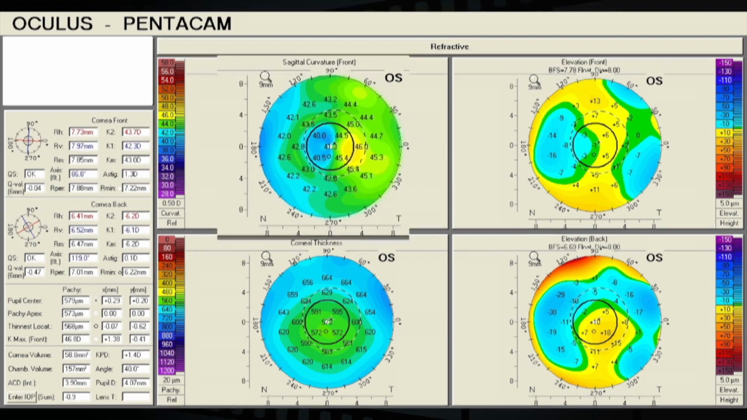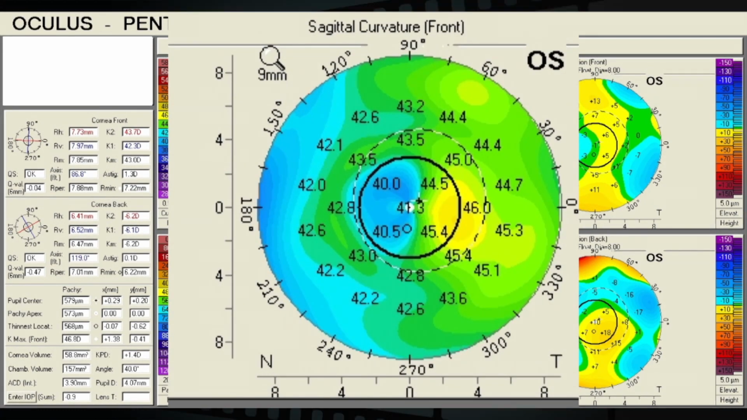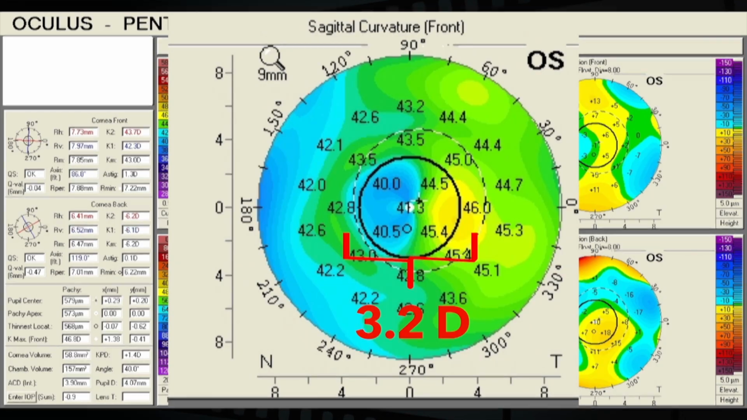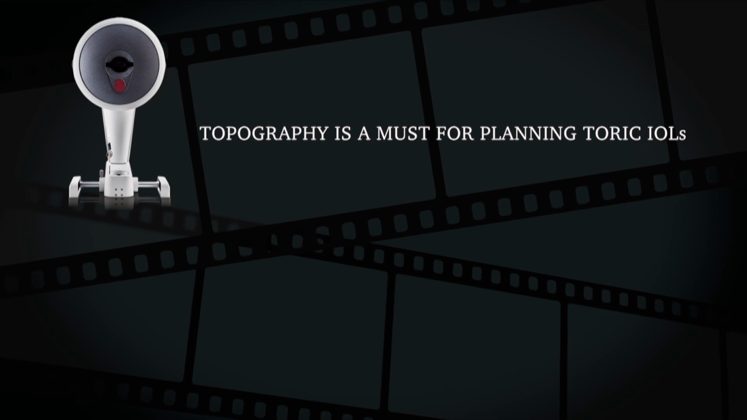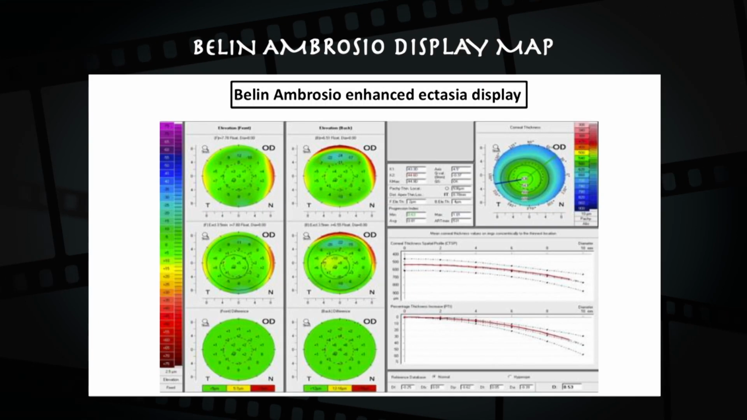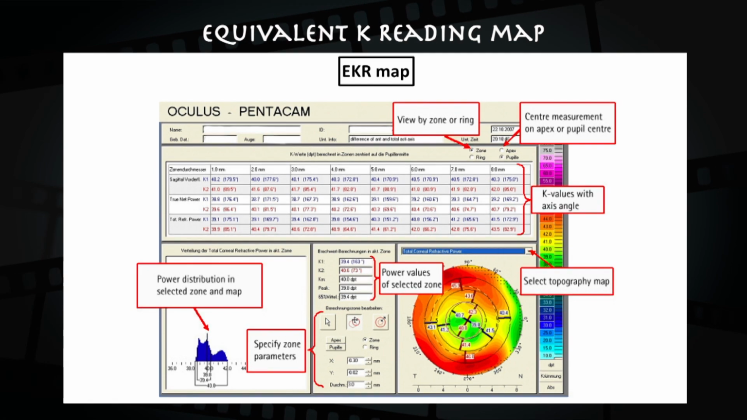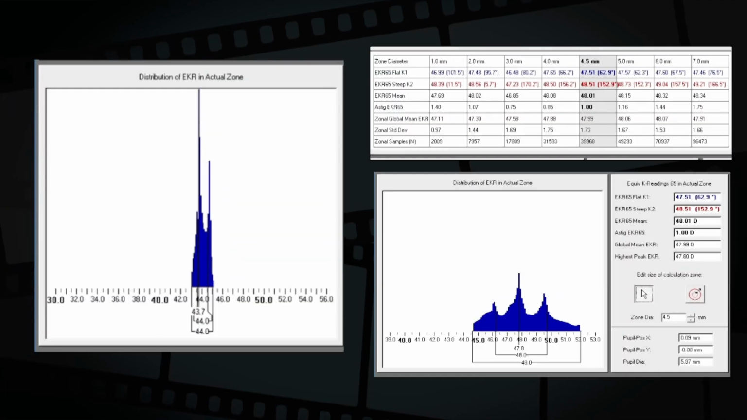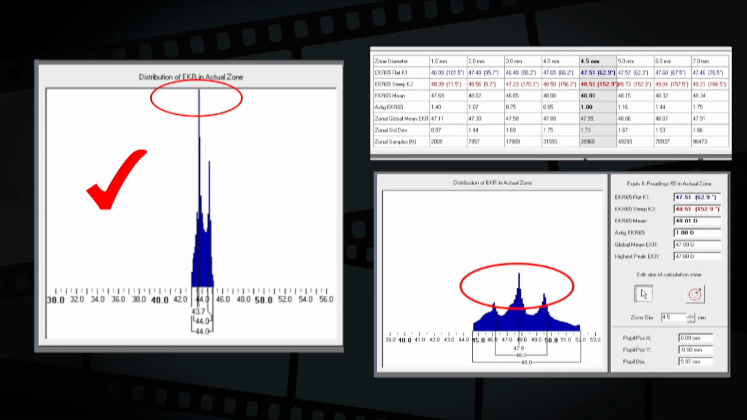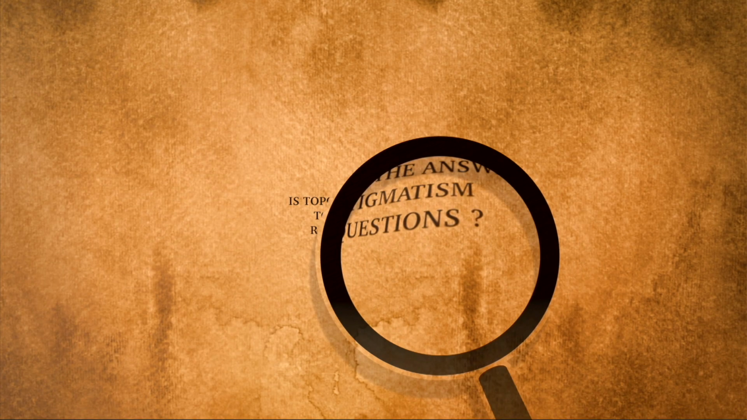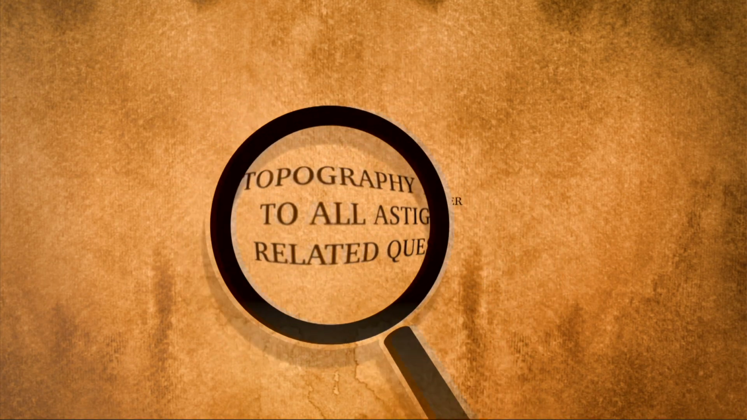After checking if all the boxes were correctly ticked, we found that the answer lied in the curvature map. The patient had an irregular astigmatism of 3.2 diopters pre-operatively. Thus, an accurate reading of topography with knowledge of Belin-Ambrosio display map and the EKR map helps us in planning precise toric IOL implantation. But is topography the absolute answer to all our questions?